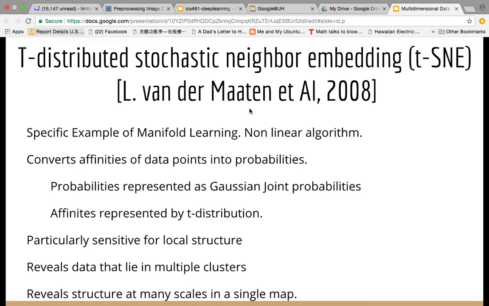The way that it does that is it converts all the data points, or the affinities between those data points, into probabilities. Those probabilities they represent as Gaussians, and then the affinities are represented as T distributions. And the joint thing between those two gives a very good local structure detection, and also reveals patterns and elements that are in multiple clusters. And something that's really important, it reveals multiple scales in a single map. So when you have very small clusters compared with very big clusters, it's actually able to detect both, even though the spreadness of the clusters is very different.